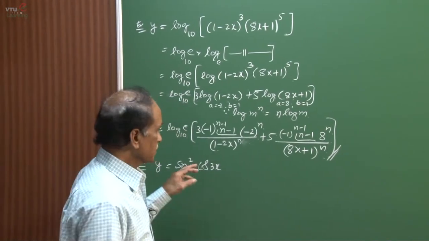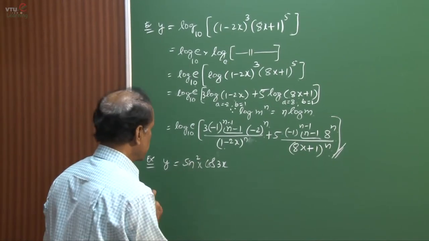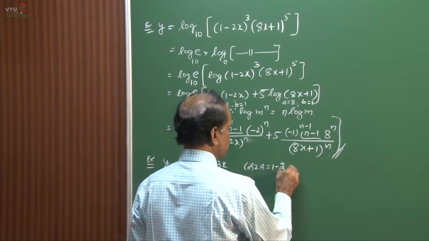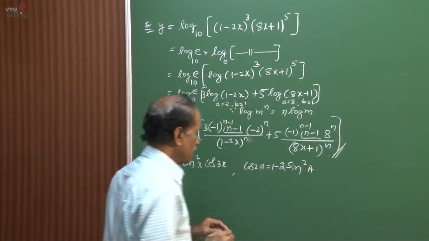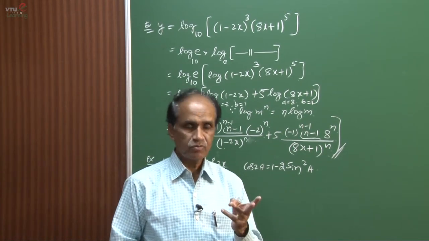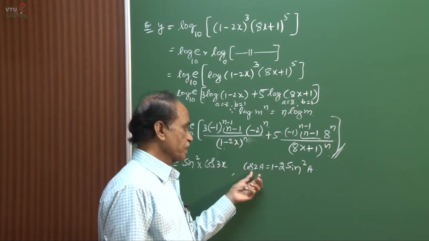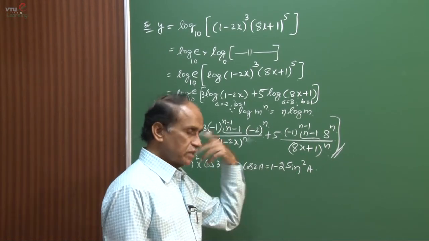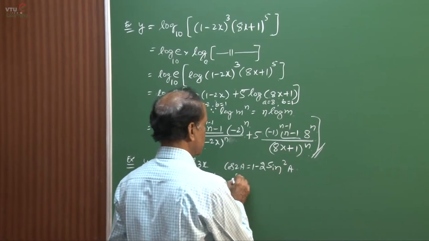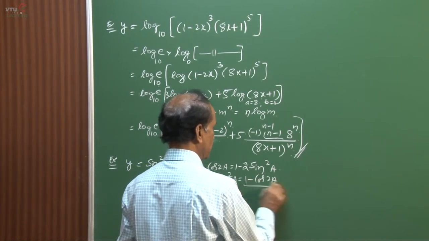How does this problem go for finding the nth order derivative? We have studied the trigonometric function with the first degree, but here it is a product, and as well the sine function takes the degree 2. Therefore, we have to use cos 2a is equal to 1 minus 2 sin square a. Cos 2a can be expressed in three different forms. One of the forms we have already used in one of the previous problems, and now I am using cos in terms of sin. Therefore, sin square a, on simplification, is (1 minus cos 2a) divided by 2.